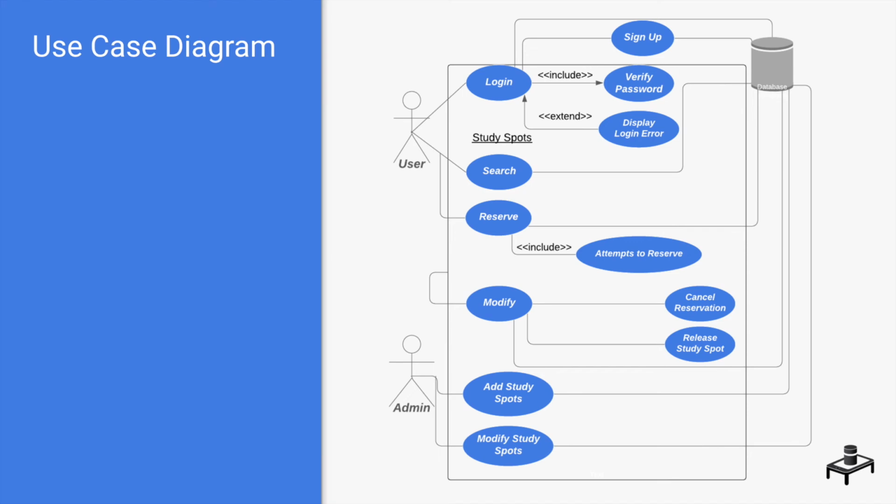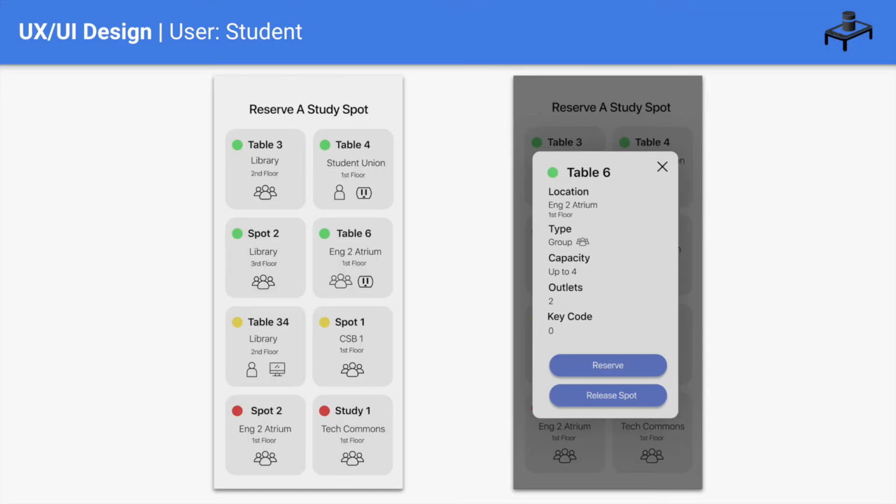By being able to modify, they make direct modifications to the database. For adding study spots, they can add a new entry to the database in order to add it by the device ID. And for modifying study spots, they can edit the database by deleting the device or modifying its properties within the database. This is the UX UI for the student portal.